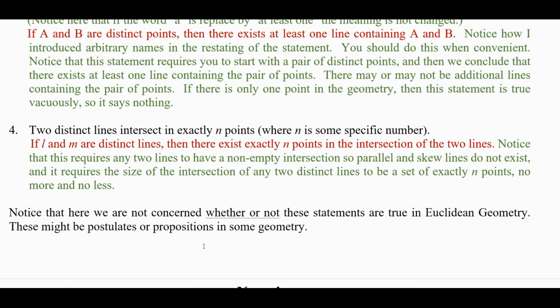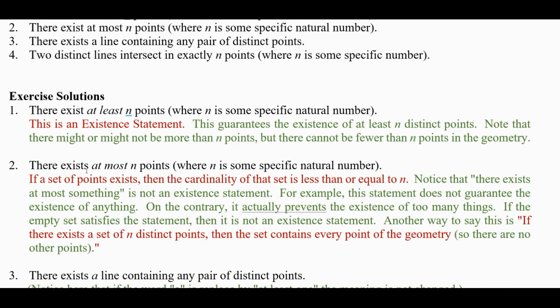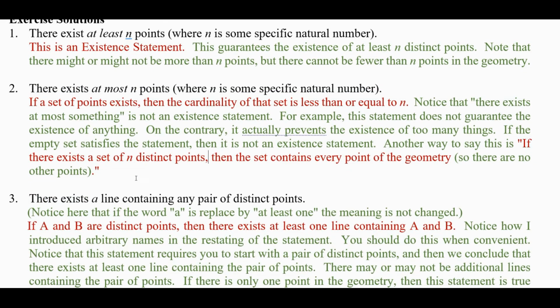So here we're not concerned whether or not these statements are true in Euclidean geometry. Some of them are, some of them aren't. But these might be postulates or propositions in some geometry, maybe not Euclidean geometry. In Euclidean geometry, there exist infinitely many points, so the statement that there exist at most n points, no matter what you put in for n, is not going to be true, because there is no upper bound to how many points. There are actually infinitely many.